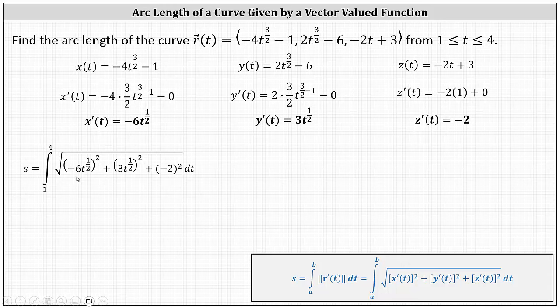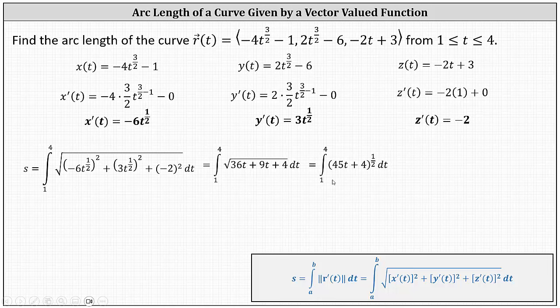Simplifying, the square of negative 6 t to the 1 half is equal to 36t. The square of 3 t to the 1 half is equal to 9t. And of course, the square of negative 2 is 4. Simplifying and writing the square root using the rational exponent of 1 half, we have the integral from 1 to 4 of the quantity 45t plus 4 to the power of 1 half dt.